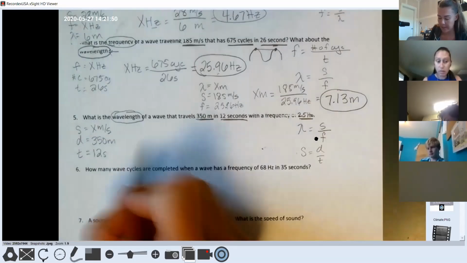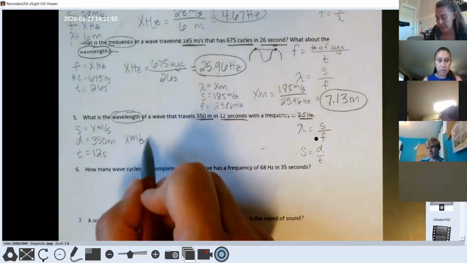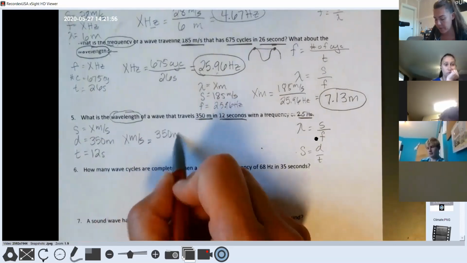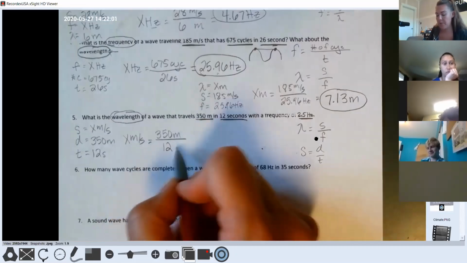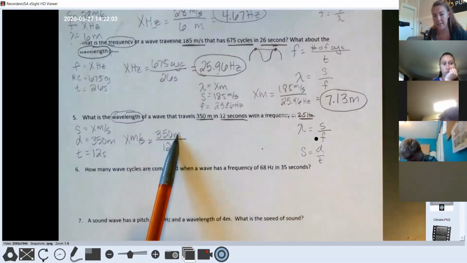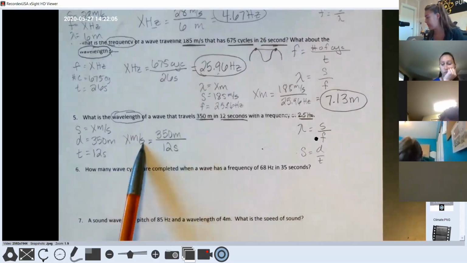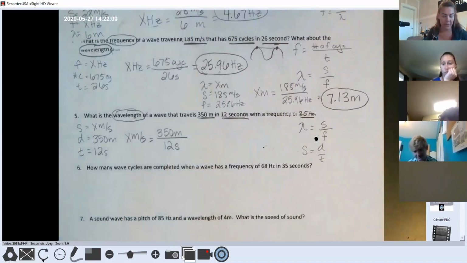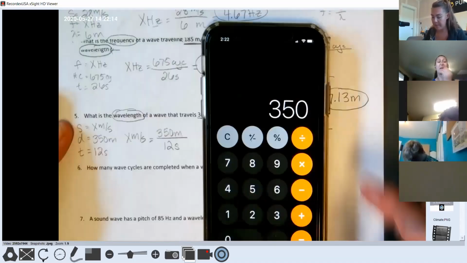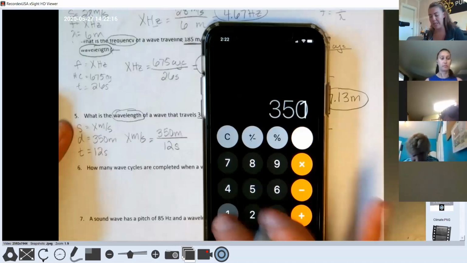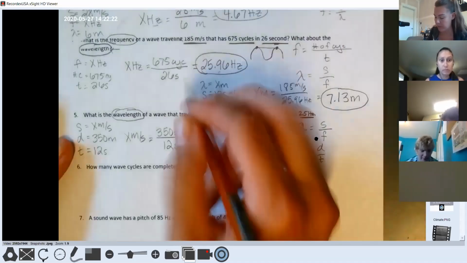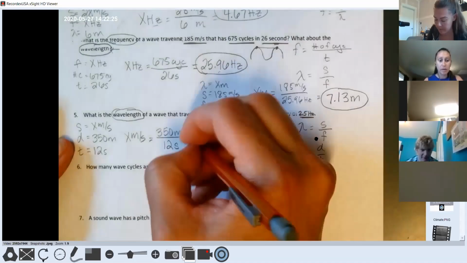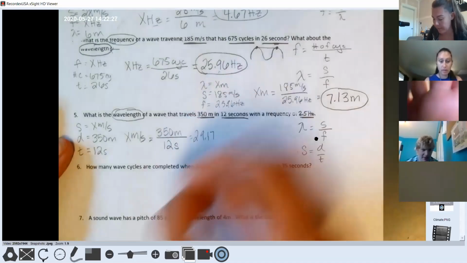So S, which is x meters per second, our speed, equals our distance on top, 350 meters. We're going to divide that by our time of 12 seconds. That proves to us we get meters per second, since nothing cancels, and that's what we need. So I'm plugging it into my calculator, and I'm going to just do 350 divided by 12. That's going to give me 29.16. I'm going to round that up to 29.17 though, because of the repeating 6. And that's meters per second.